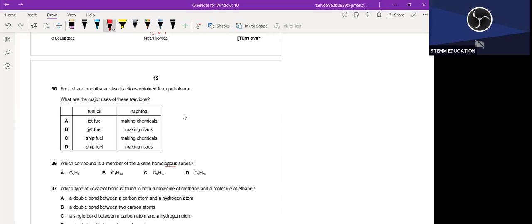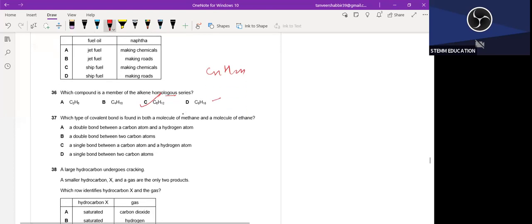Which compound is in the alkene homologous series? So the formula for alkene should be what? CnH2n, double of n. So 2n, this 6 one. It should be 8 for alkene. It should be 2 or it should be 4, and it should be 16. But because they are alkenes, that's why 2 extra is in this and this. And for alkene, this is the homologous series.